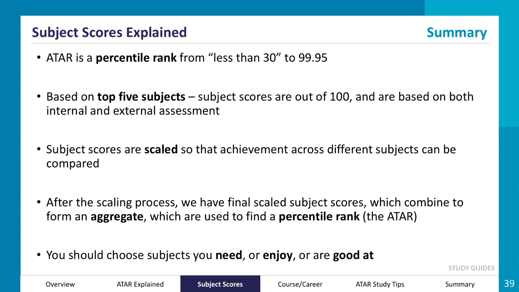Now, after that scaling process, you'll have a final scaled subject score for each of your top 5 subjects. And if we add those up, we get your total QCE high score, which is the aggregate. And the aggregate is then used to find the final percentile rank, which is your ATAR. Hopefully that makes it a little bit clearer.